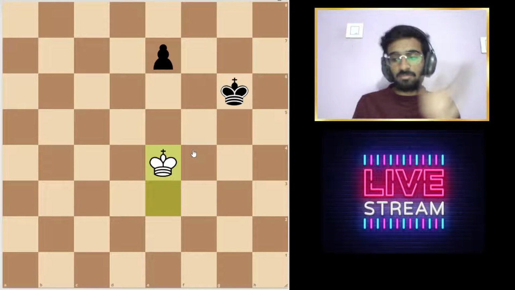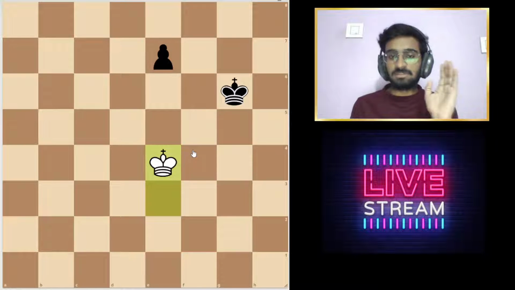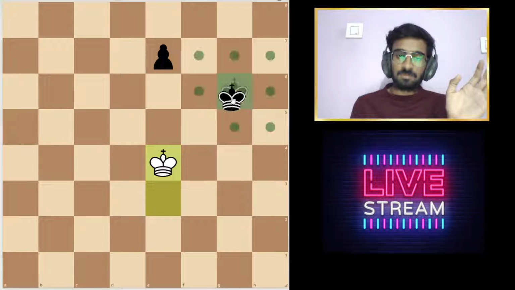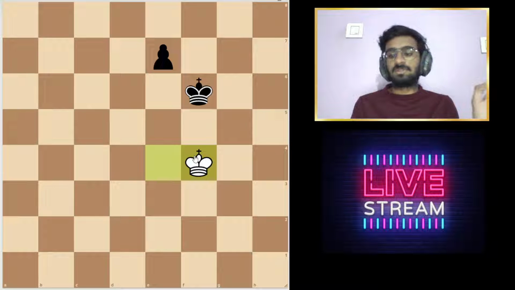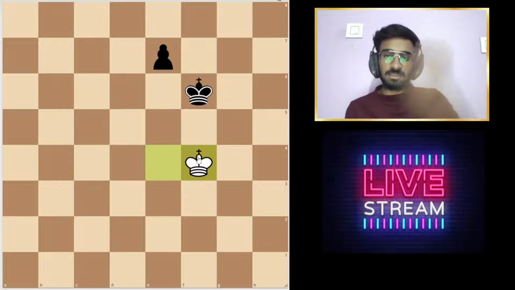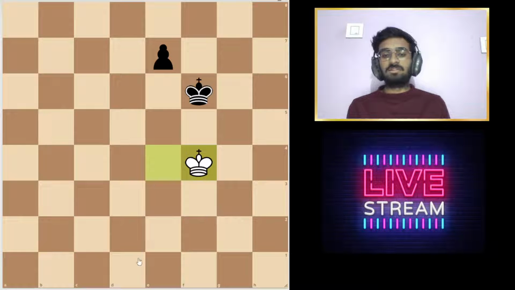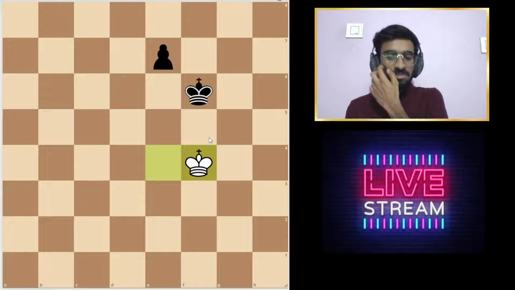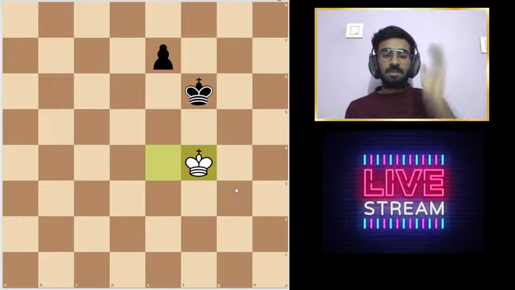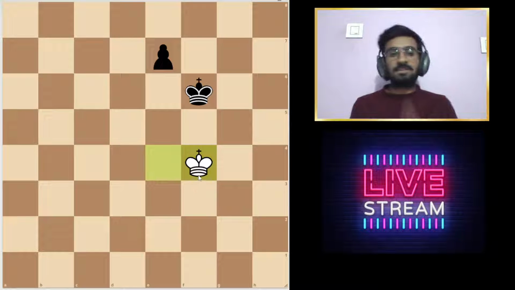Just go near the pawn, because your main aim is to stop the pawn. Then when he comes here, you do the opposition. Simple opposition. The black king cannot come forward, and you are going to win easily. So this is the trick to win by using opposition when it's a single non-rook pawn.